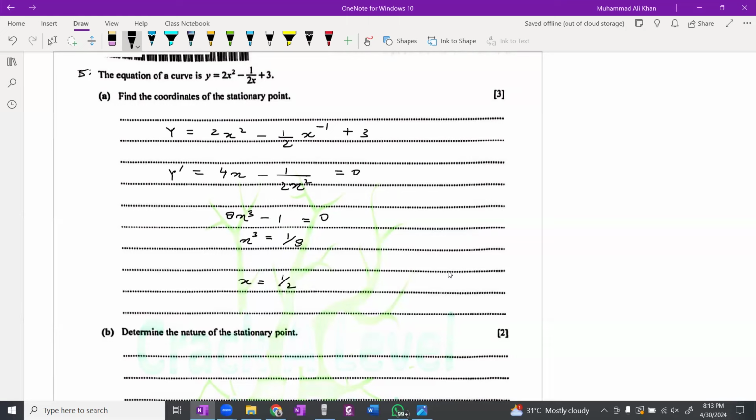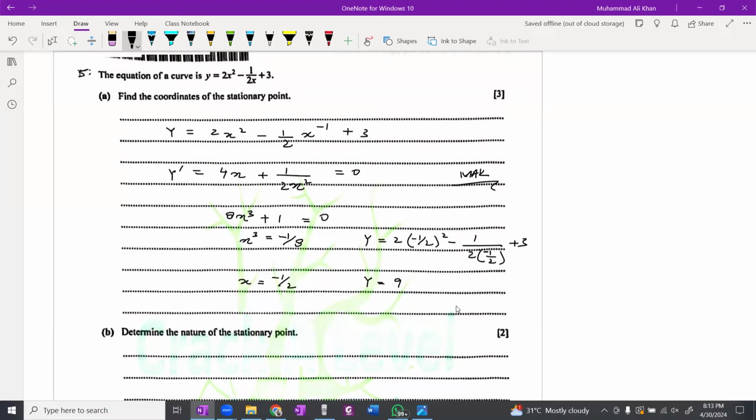We have to calculate the coordinates. If x is 1 over 2, just replace x in the equation of the curve: y equals 2 times 1 over 2, whole squared, minus 1 over 2, here it is 1 over 2, plus 3. So the final answer, stepping is not necessary, just use your calculator. And one more thing, here it is negative, negative. So the answer is 9. Hopefully, this simple part is clear.